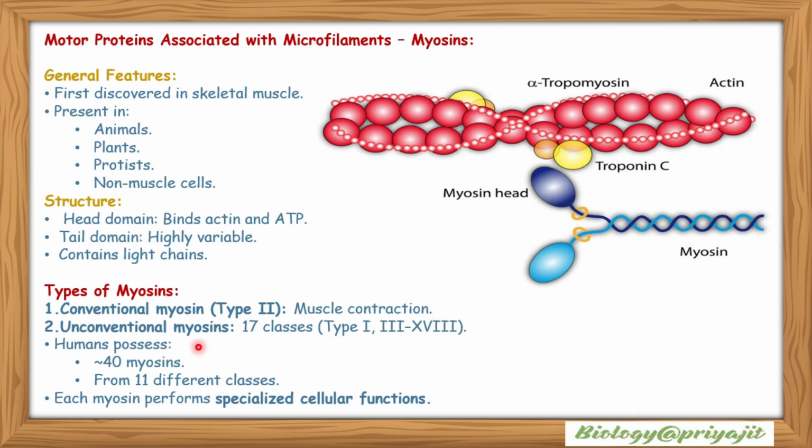and there are unconventional myosins. There are 17 classes of unconventional myosins: type 1, type 3 to type 17, type 18. Humans possess approximately 40 different types of myosins from 11 different classes. Each myosin performs a specialized cellular function. This image shows the microfilament-myosin interaction.